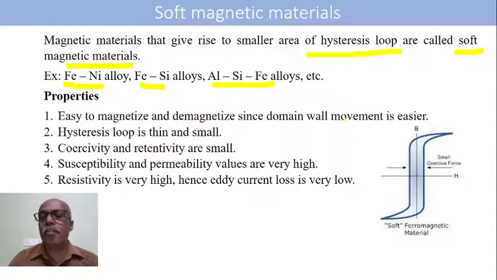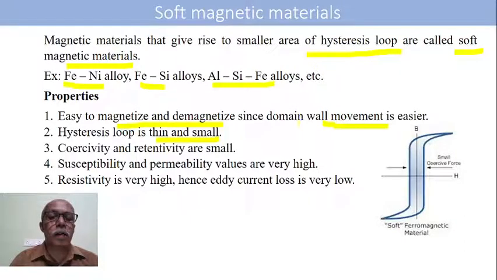The properties of these soft magnetic materials are they can be easily magnetized and demagnetized because the domain wall movement or block movement will be easier. Since the movement is easier, the rotation of the magnetic dipoles will also be easier. Hence, the hysteresis loop is thin and small because of these easy movements. Coercivity and retentivity are also small in case of soft magnetic materials.